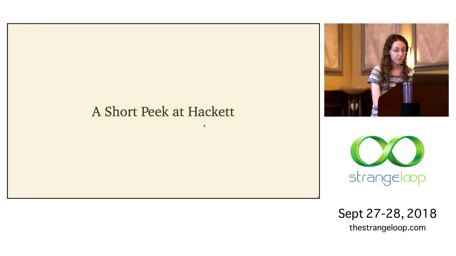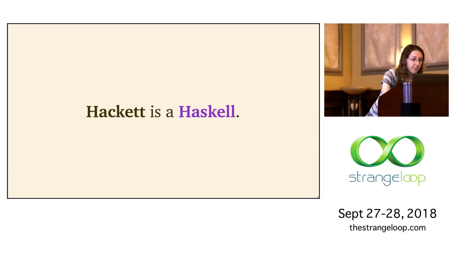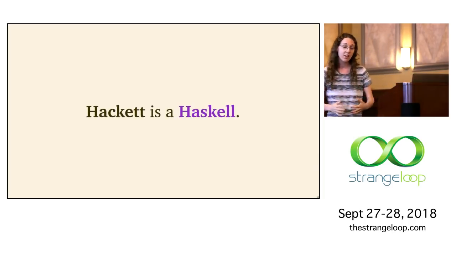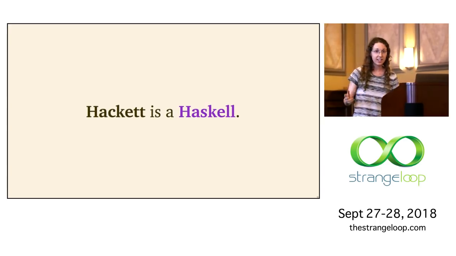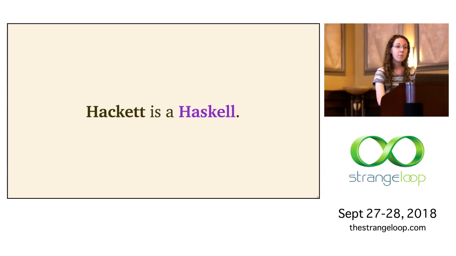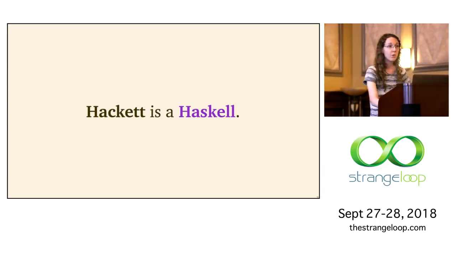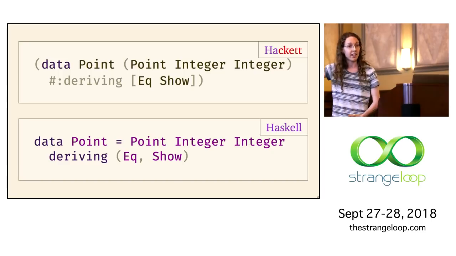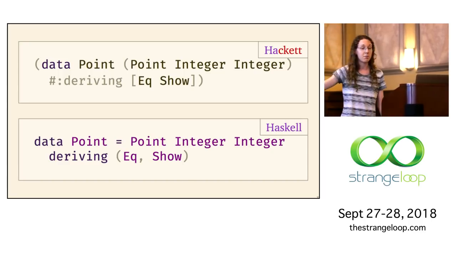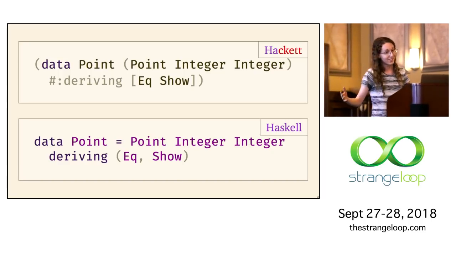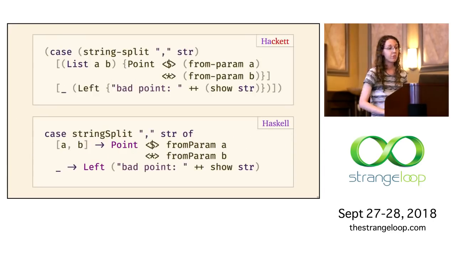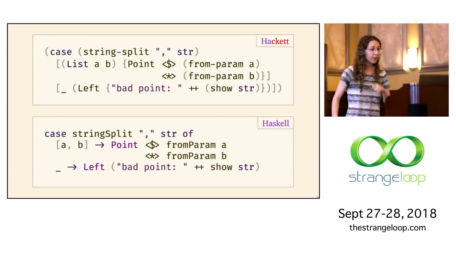I'm going to go back into the slides. But the first thing I want to show you is that Hackett really is fundamentally a Haskell first and foremost. It looks probably not all that much like a Haskell. Again, it has all those lispy parentheses, but if you look past them, it really is almost identical to the equivalent Haskell syntax. So if you look at, for example, the definition of a data type in Hackett and a definition of the same data type in Haskell, again, more parentheses on the top, but otherwise it looks essentially the same. The same thing is true for pattern matching.